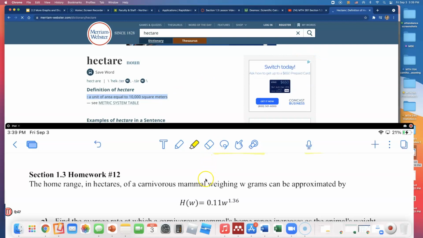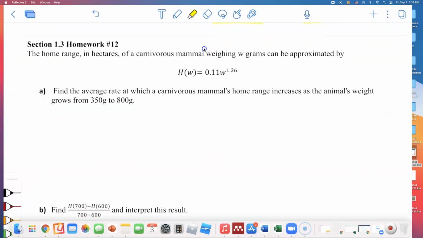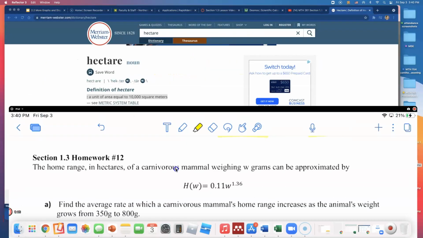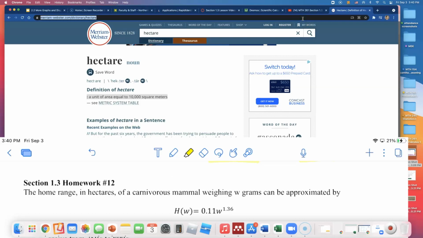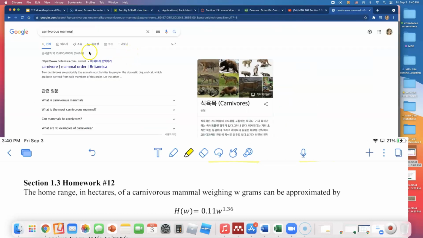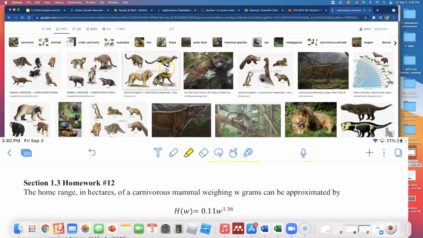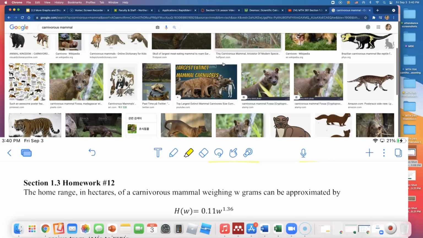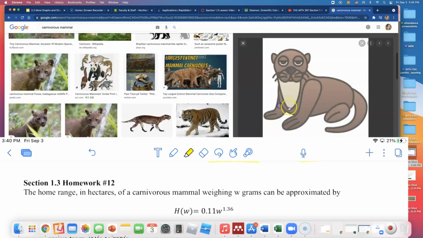I don't farm or anything, you guys, so I don't really have an idea about how much land this is. But all right, the home range in hectares of a carnivorous mammal. Okay, just want to get a picture of what this is. Carnivorous mammal. I want to see something cute. Oh dear, I don't think that's okay. Oh, all right. Let's say some animal, like something that looks like this.